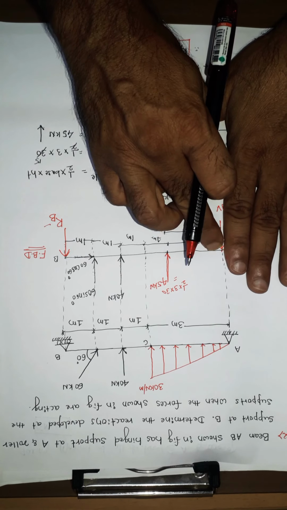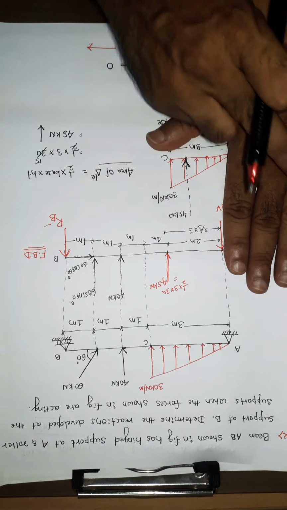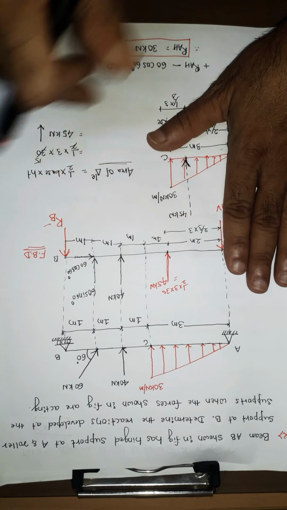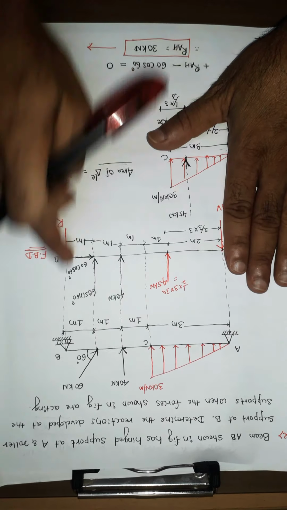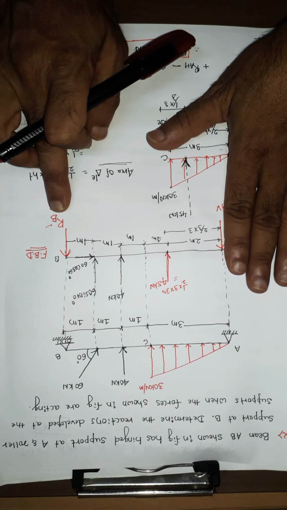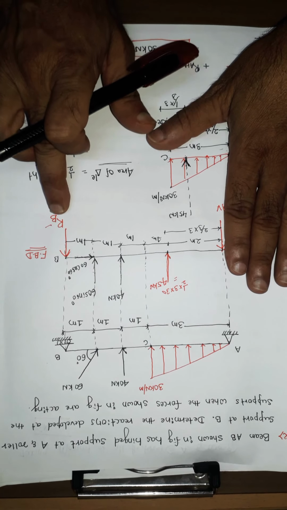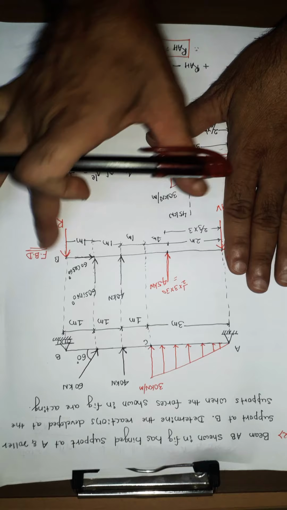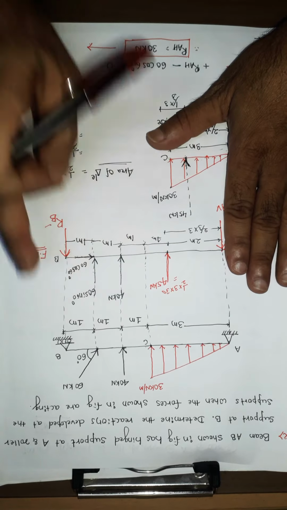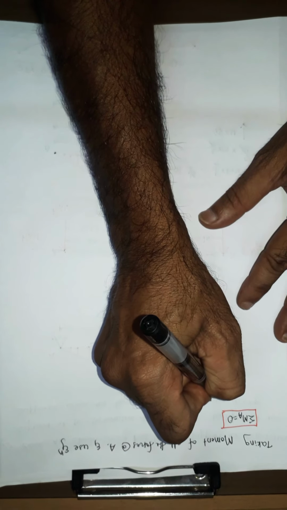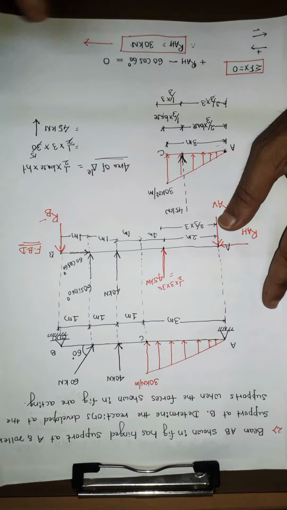While taking moment, you have to see clockwise and anti-clockwise. If it is an anti-clockwise moment, it is negative. If it is a clockwise moment, it is positive. With reference to A, RB will produce anti-clockwise, so that is minus. So minus RB into the perpendicular distance between RB and point A. This will be 3, 4, 5, 6. So minus RB into 6.